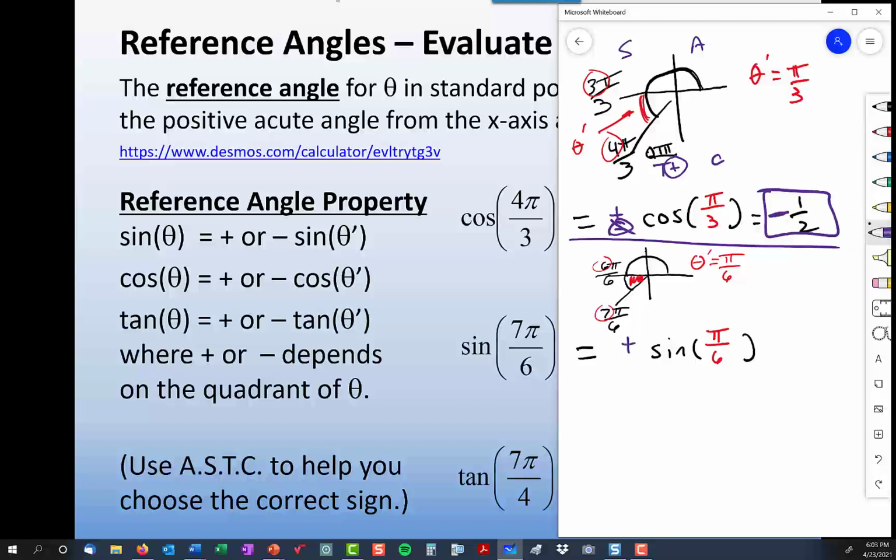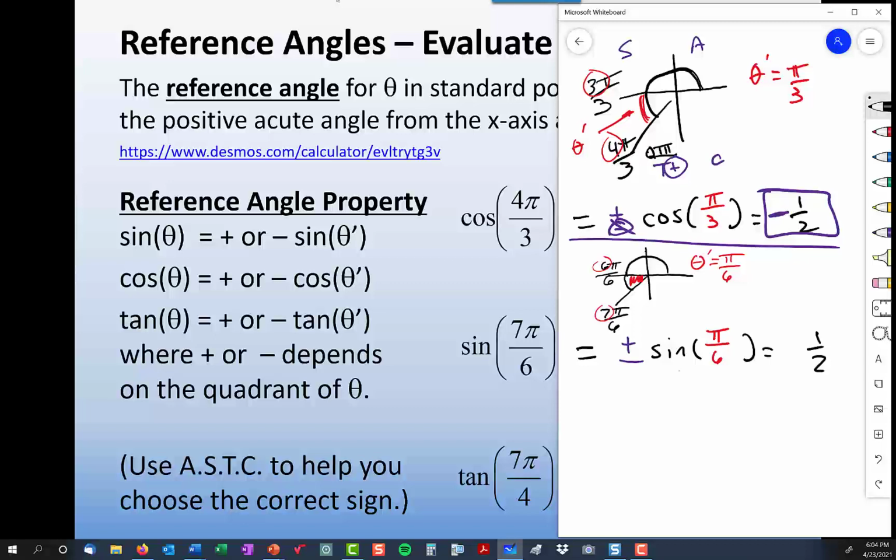So that's my first step. Find the reference angle, convert the hard angle into its easier reference angle. Now, second step is get the exact value of sine of pi sixths. In your mind, I hope you're thinking, oh, that's like sine of 30 degrees. And hopefully you've memorized that. That's 1/2 again. So sine of 30 is 1/2. Sine of pi 6 equals 1/2.